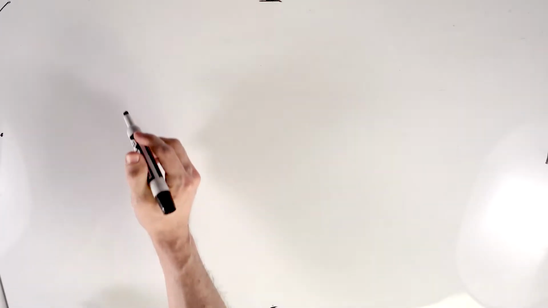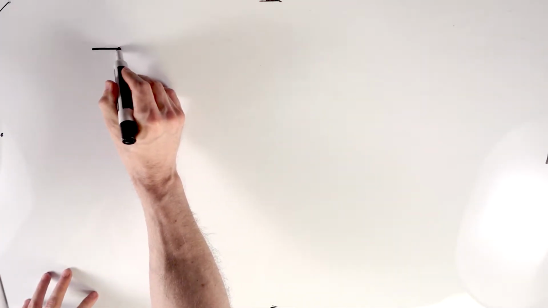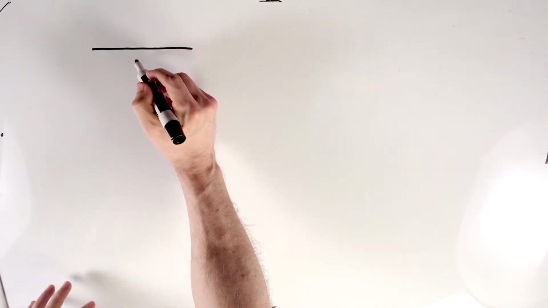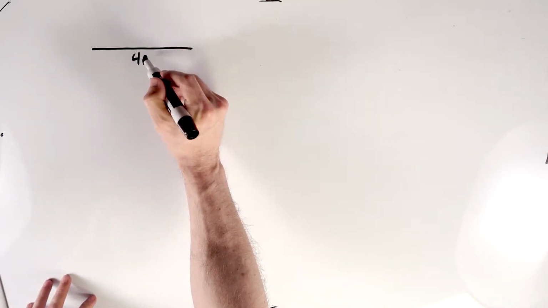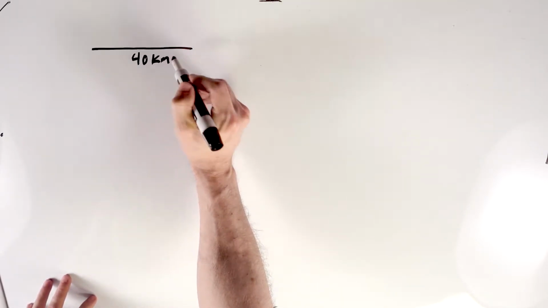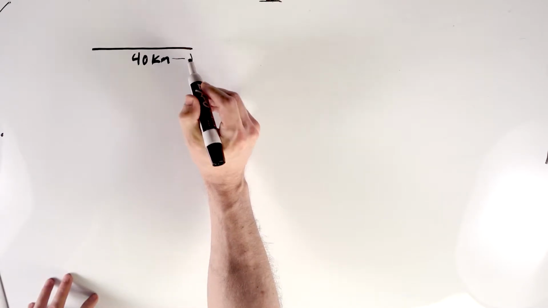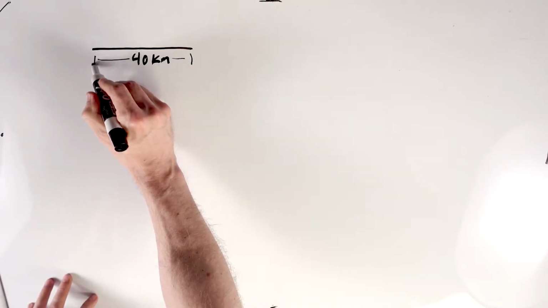Number 3. It says an automobile travels on a straight line for 40 kilometers at 30 kilometers per hour. So I'm just going to draw a line. And this will be 40 kilometers distance. And that is traveling at 30 kilometers an hour, correct?